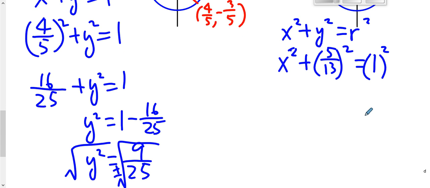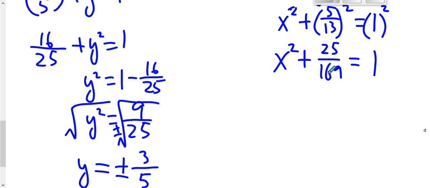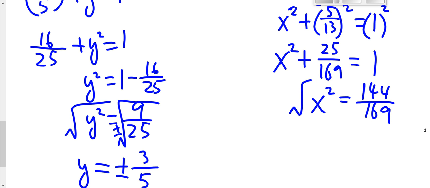Okay, so let's simplify this further. x squared plus 5/13 squared, so 5 squared on the top gives you 25, and 13 squared on the bottom gives you 169. The right hand side, 1 squared, is of course equal to 1, and then simple algebra, subtract 25 over 169 on each side. Again, you can practice in your calculator. So x squared is 1 minus 25 over 169, which gives you 144 over 169. And then take the square root on both sides, and don't forget the plus minus thing. Sorry, I should have left some more space here.